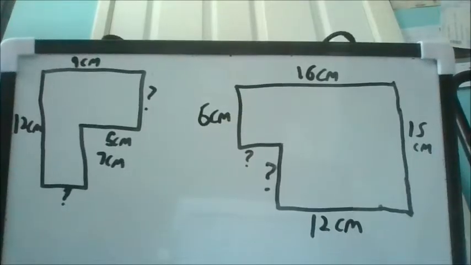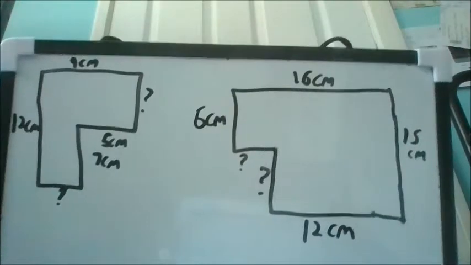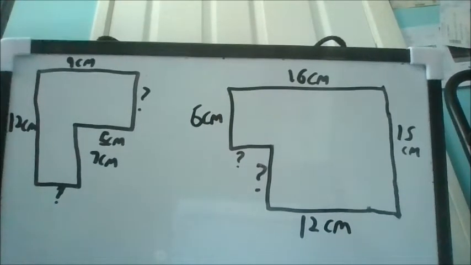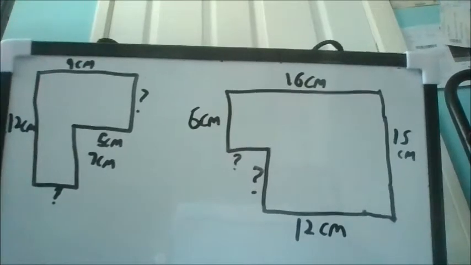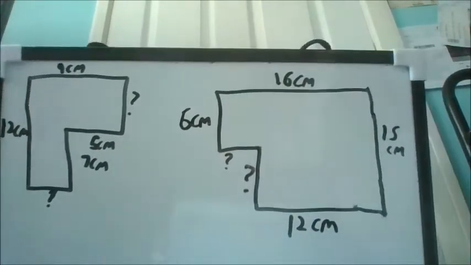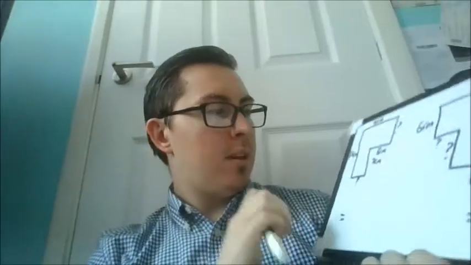Now it's your turn to try some questions out. Okay guys, if you want to pause the video here and just write down your answers and then play the video when you're done. The shape on the left, the number above the 7 centimetres is 5 centimetres if that's not clear. Good luck. Let's go through it.